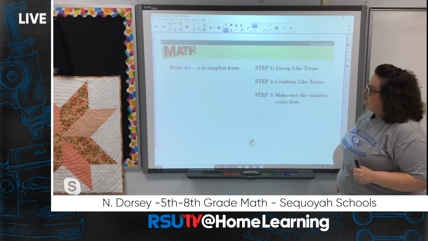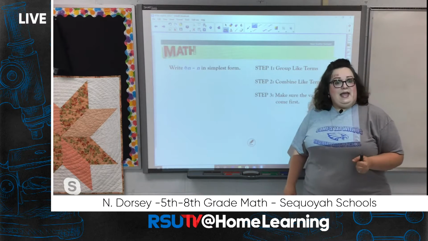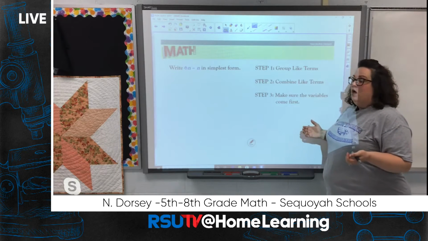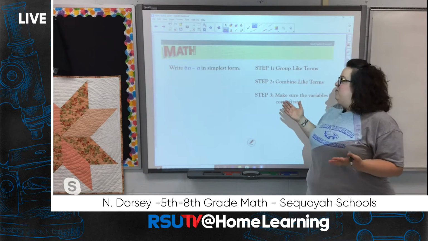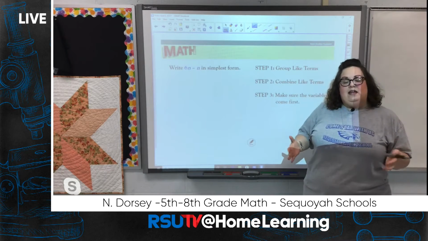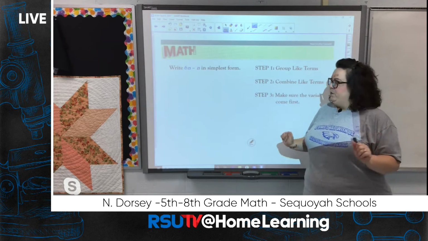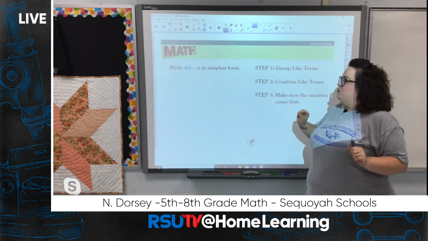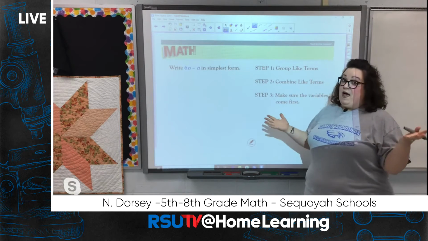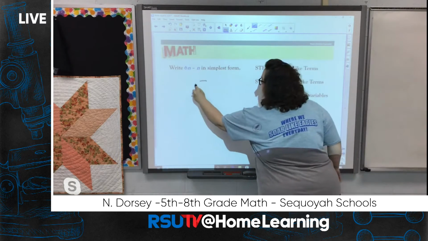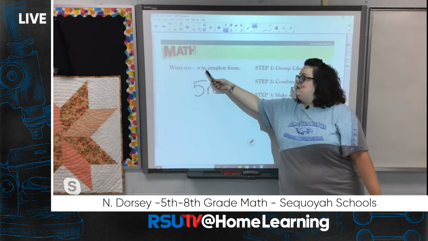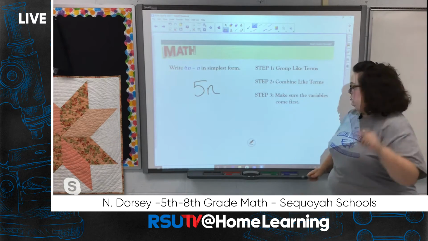In this example, it says write 6n minus n in simplest form. And once again, I've got my steps over here. So I'm going to give n noodles. I'm Italian, and I love spaghetti. So 6 noodles minus 1 noodle means I probably ate 1, and I have 5 noodles left. Okay, don't forget the variable that stands by itself means 1.